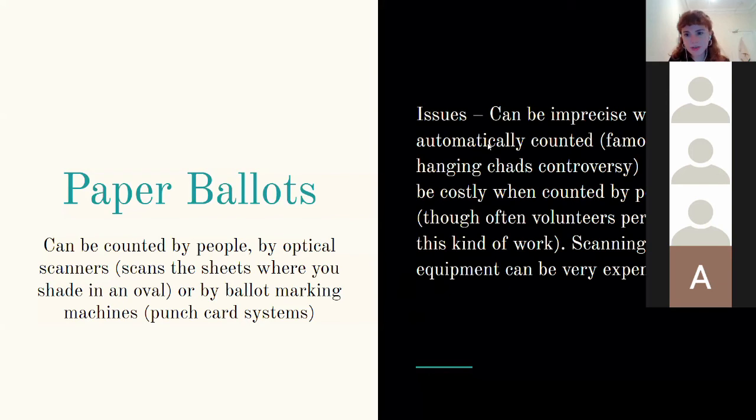A couple of issues: it can be imprecise when it's automatically counted. So you might have heard of the hanging chads. This was, I believe, Gore v. Bush, the presidential election, where they had a punch card system, and where the paper wasn't fully punched off, where it was hanging, it was called a hanging chad, and they just didn't count the votes. And there were purportedly thousands of uncounted boxes of hanging chads, which some people think probably swung the election because it was very close.